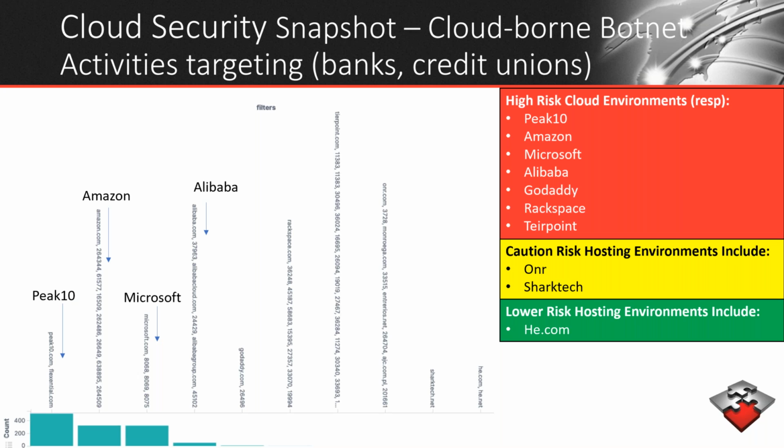Precautionary risk hosting environments this week we have ONR and SharkTech. Last is the low risk hosting environments such as HE.com, and they've been observed in high and medium as well, but they've been low risk for a few weeks now, but shouldn't be taken lightly despite this week's low caution. Next slide, please.